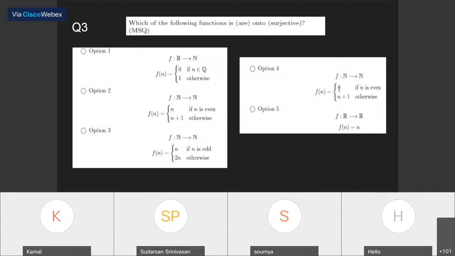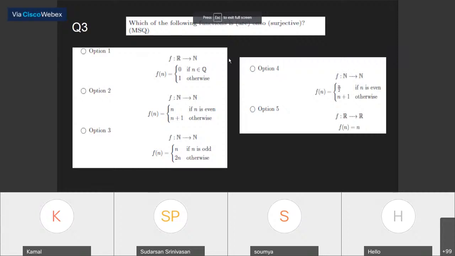So what about option 5? This should be straightforward. Surjective, sir. Okay. How? Can you briefly say? Sir, for everything you put in f of n, you get n. So every number has a pre-image and an image. Yeah. So it's a simple function. For every value of n, there is always an image.